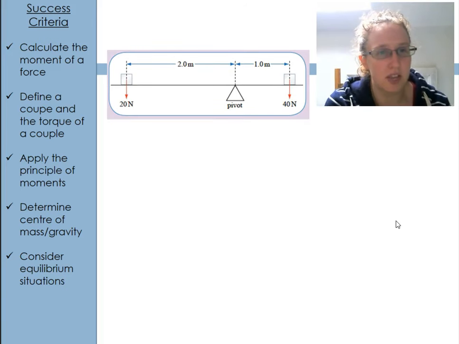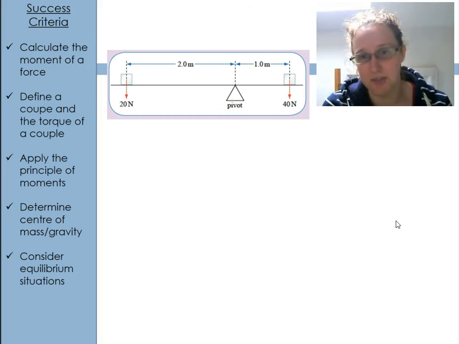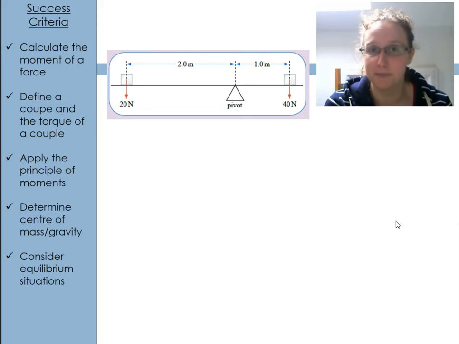So here I've got a seesaw. I've got a 20 Newton weight on one side and a 40 Newton weight on the other. The 20 Newton one is 2 meters from the pivot and the 40 Newtons is 1 meter from the pivot. And the question is, is it balanced? Will it remain in equilibrium or will it turn? Well, we can figure it out.